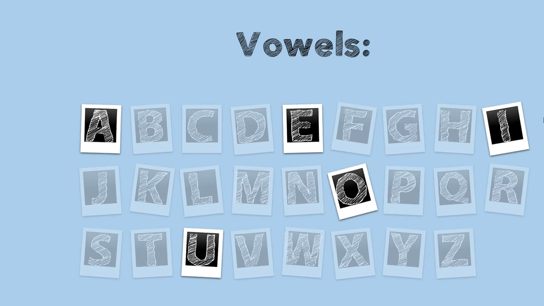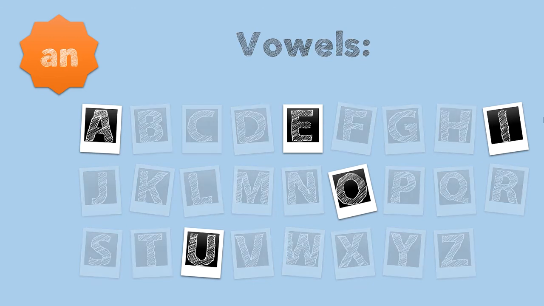There are 5 vowels: A, E, I, O, and U. The letter Y can sometimes make consonant sounds, and it can sometimes make vowel sounds, but we are not going to use it in this lesson. If you are going to use words starting with a vowel, you will need to use an before the word. To help you remember these vowels, they will appear at the side of the screen like this.